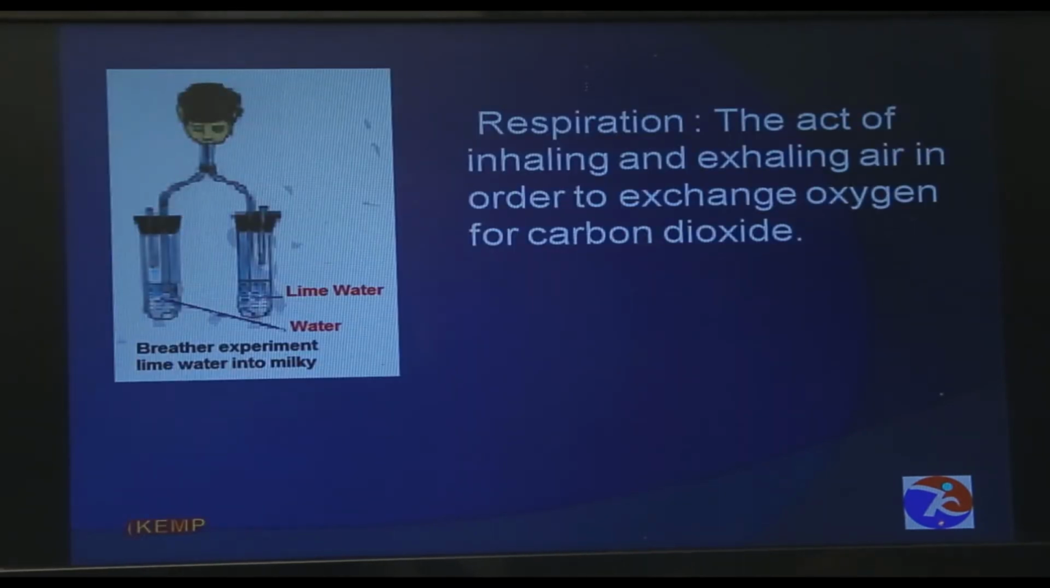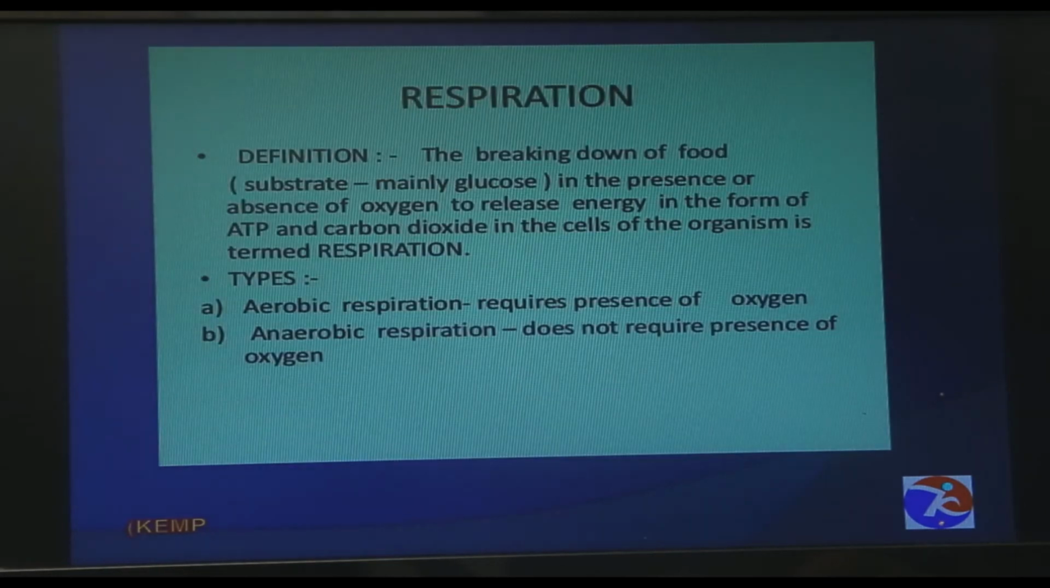The definition of respiration: the act of inhaling and exhaling air in order to exchange oxygen for carbon dioxide. This is known as respiration. Again, we are discussing the definition: the breaking down of food substrate, mainly glucose, in the presence or absence of oxygen to release energy in the form of ATP and carbon dioxide in the cells of an organism is termed respiration.